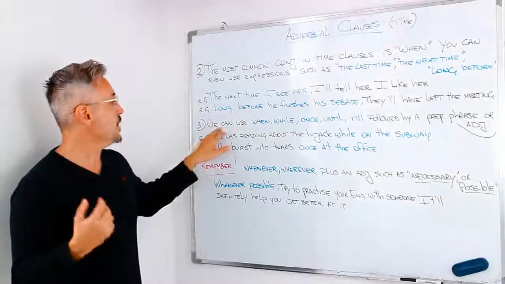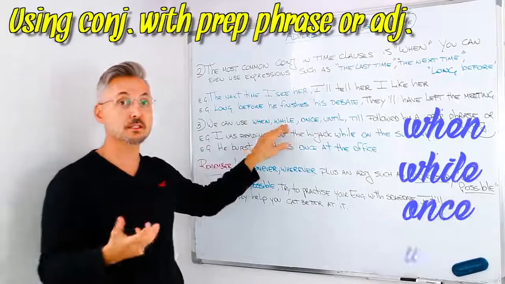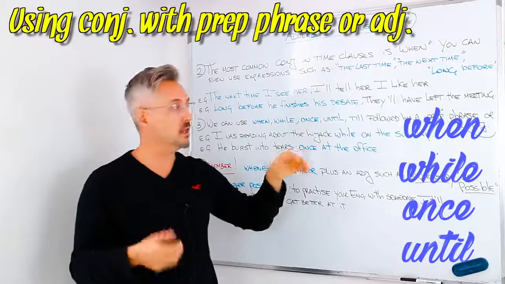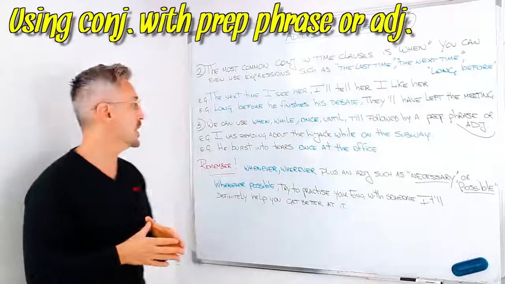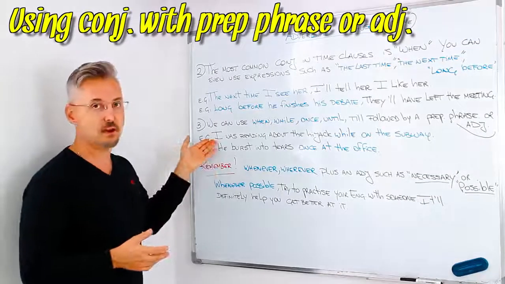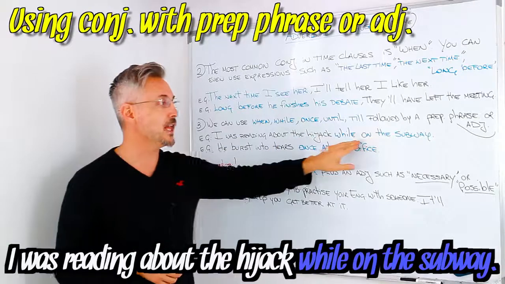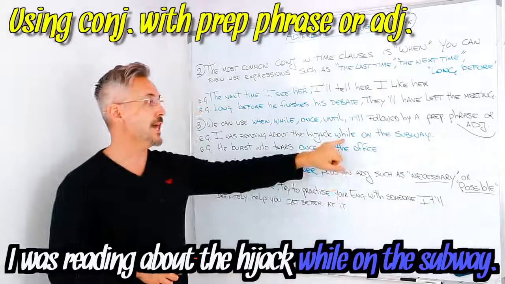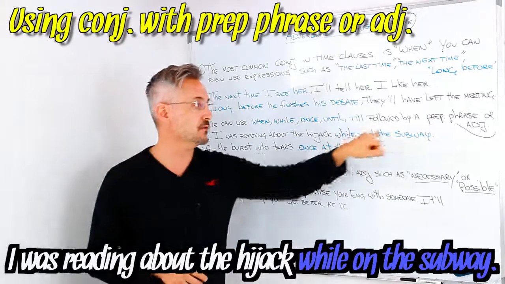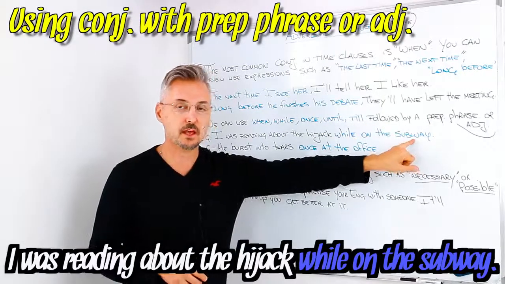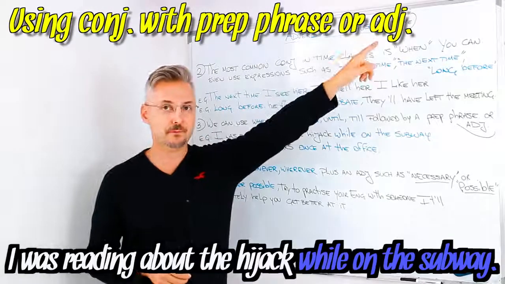Now, we can use when, while, once, until, or till, followed by a prepositional phrase or adjective. So we have the example here. I was reading about the hijack while on the subway. While, you can see the conjunction, and then the prepositional phrase on the subway. If you want to watch a lesson on prepositional phrases, you can click here.